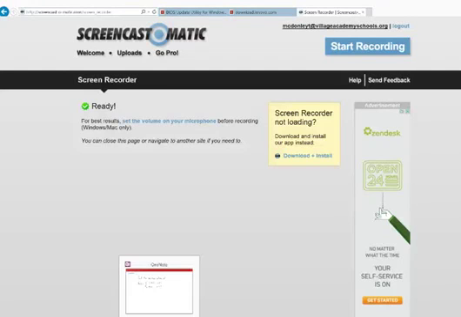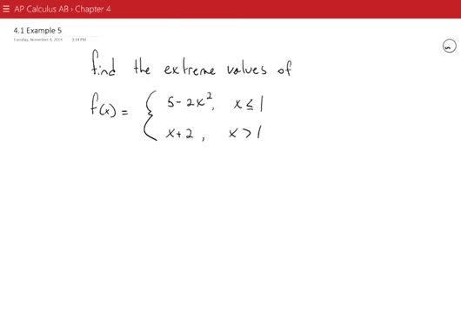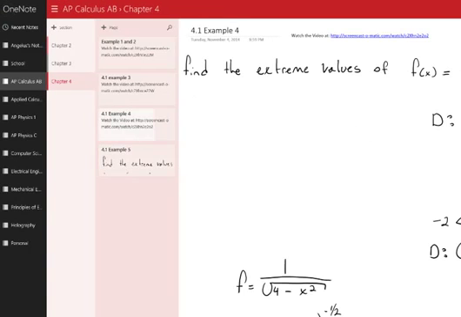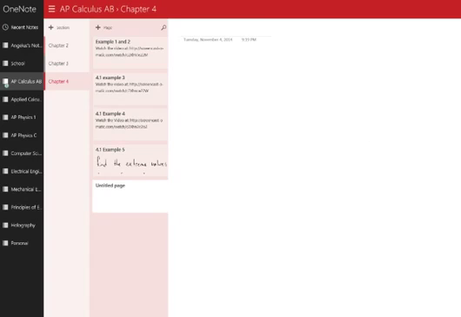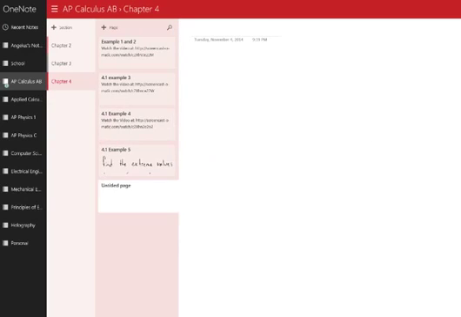Alright guys, we're going to go on to example 5 now. Really quickly, before I actually go on to example 5, I want to talk about the fact that a critical point doesn't necessarily always yield a min or a max. So take a function that looks like this.